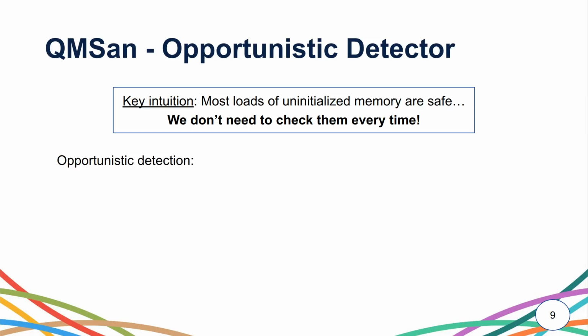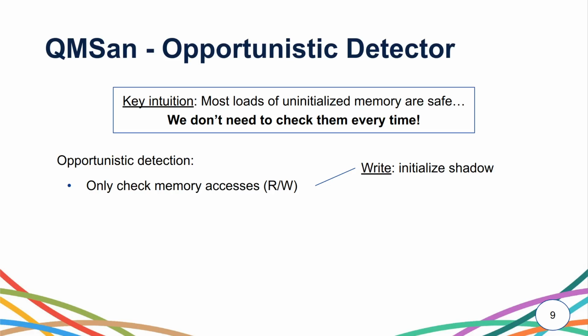So the opportunistic detection works as follows. It only checks memory accesses, both load and store operations, without performing shadow propagation. When we detect a write operation, then we initialize the shadow of the target memory we are writing on. When, on the other hand, we have a read, we check the shadow of the target memory we are reading from. If it is initialized, then we can go on with the execution because no use of uninitialized memory can arise from loading initialized memory.